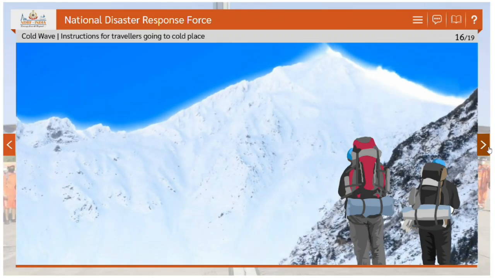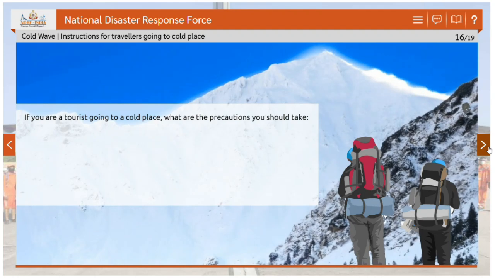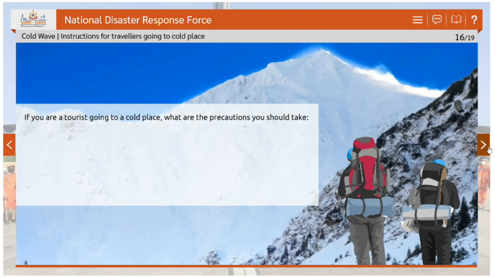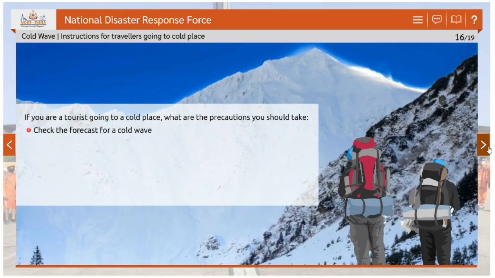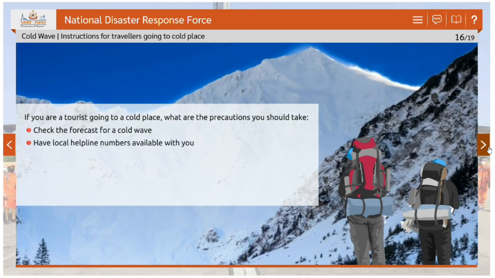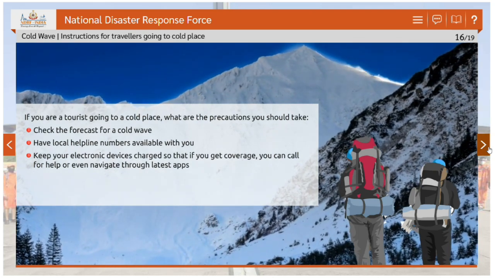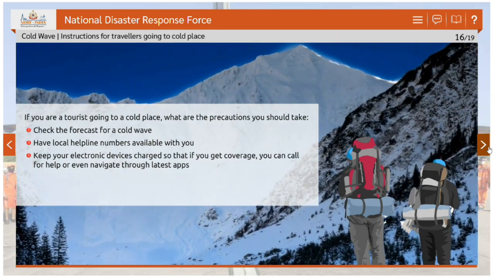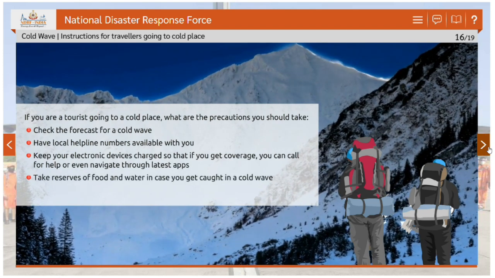Now, let's know about the instructions for those who are going to a cold place. If you are a tourist going to a cold place, what are the precautions you should take? Check the forecast for a cold wave. Have local helpline numbers available with you. Keep your electronic devices charged so that if you get coverage, you can call for help or even navigate through the latest apps. Take reserves of food and water in case you get caught in a cold wave. Don't go to wild areas without a local guide.